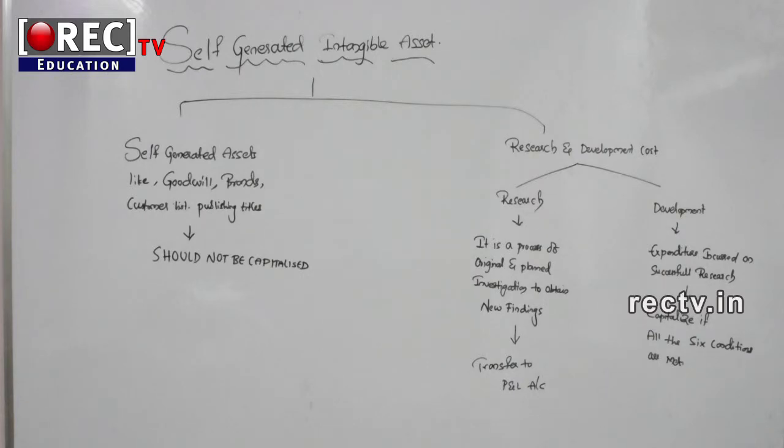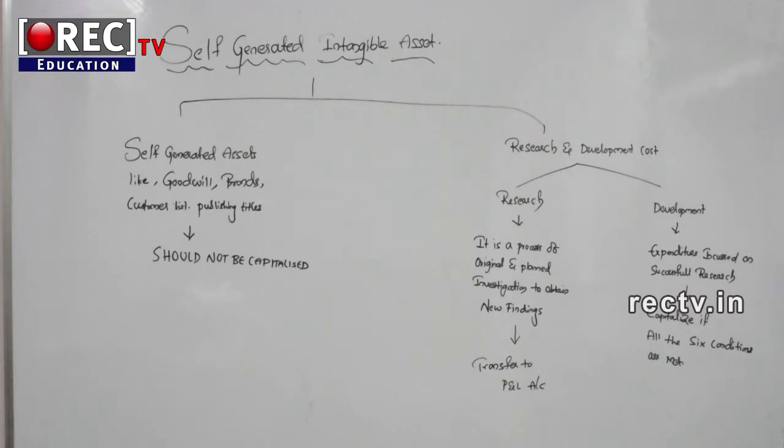So the management should have the intention to complete the intangible asset, and you should have available technical and financial resources. So you are going to do research and the management is not supporting you financially, so you should transfer the whole cost to the P&L account. Because of these reasons, it may disappear from the balance sheet and you are transferring it to the P&L account.